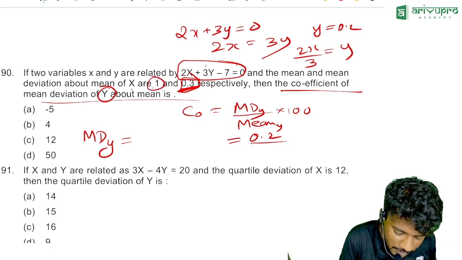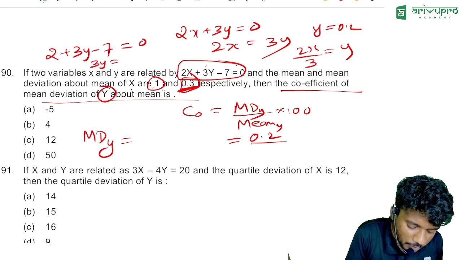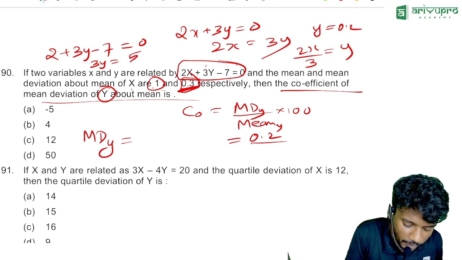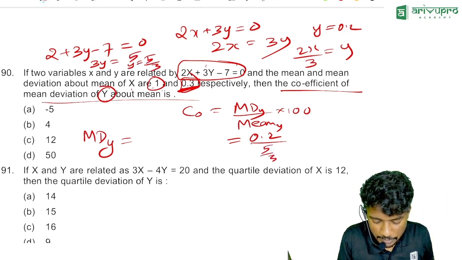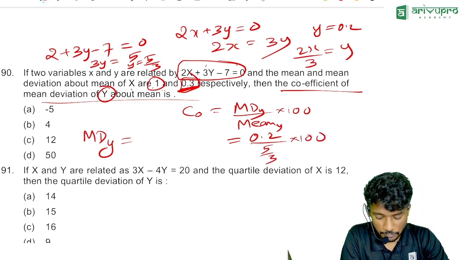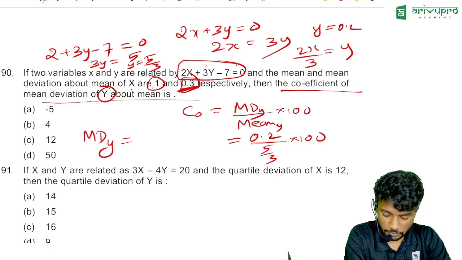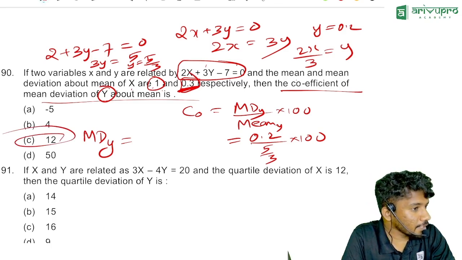X value is how much? 1. So 2 plus 3y minus 7 is equal to 0. So 3y is equal to 5. Then y is equal to 5 divided by 3. So 5 divided by 3 into 100. What is the answer? Got the answer? Did you understand that?